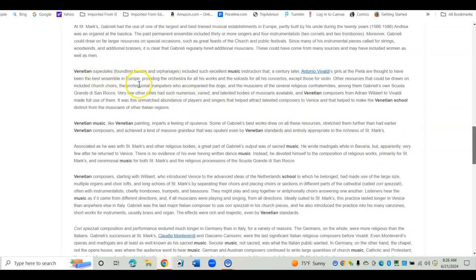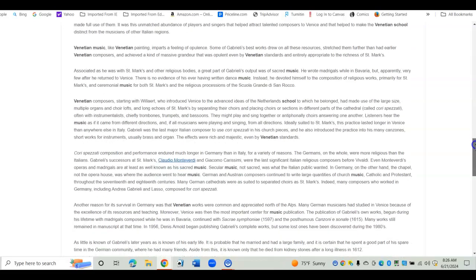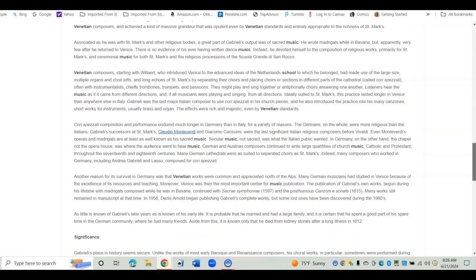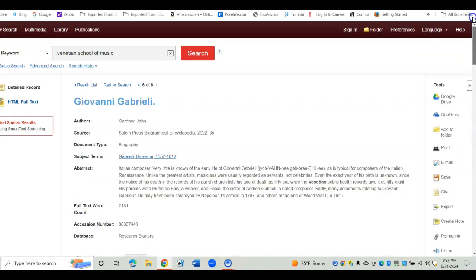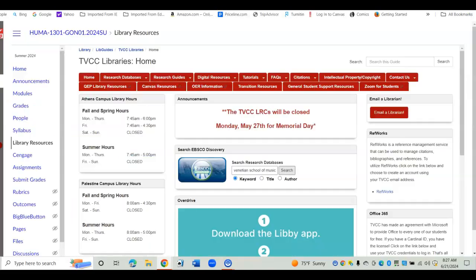And then here's the idea about Venetian music, some of the key details mentioned that you can see how to apply. So again, you can look there for information as well. So the library resources. For research, for academic writing, ladies and gentlemen, do not use Wikipedia. So please do not go there and use that. But our library resources are ones that you can use.